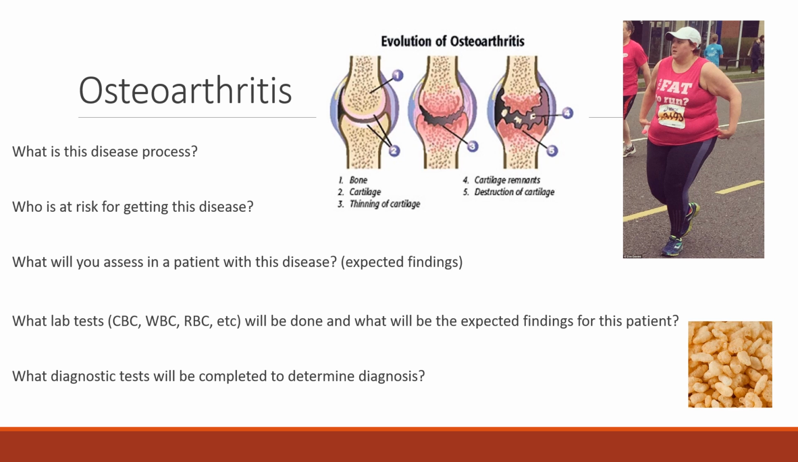So who's at risk for getting this disease? Well, I have this lady over here. She's a great illustration for you, okay? Obese, excessive use, and female. So if she's a marathon runner, she is not at the correct BMI, right? She's at an obese BMI, we'll say, over 29.9.